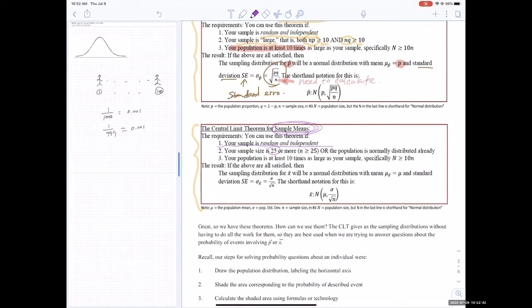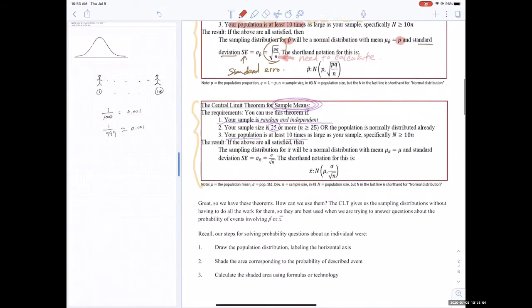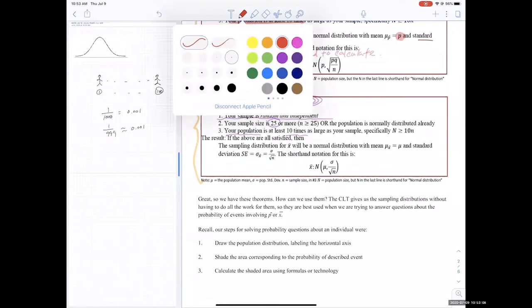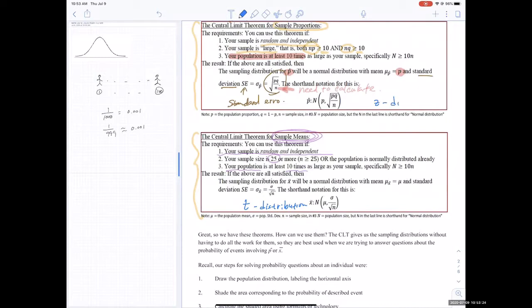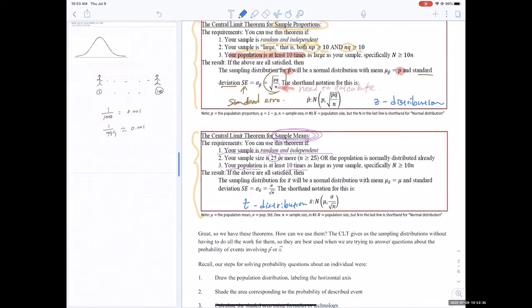Of course, your third condition is that your population size has to be large, at least 10 times as large. These are the 3 conditions it has to meet in order for us to use technology to solve using a normal distribution. The T distribution and the Z distribution will be used here. T is an approximately normal distribution, whereas Z is a normal distribution.